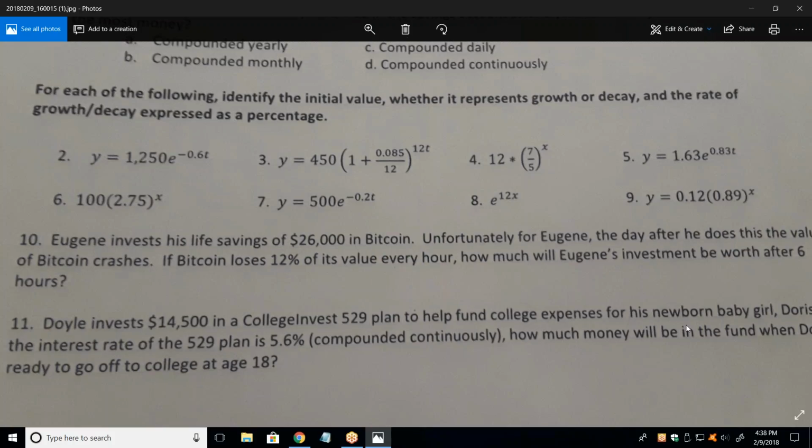Okay, number 9. What's the initial value? 0.12. 12 cents. That was in dollars. Growth or decay? Remember what I said about number 6. If that number is greater than 1, it's growth. If it's less than 1, it's decay. It's decay. Okay, what's the rate of decay?